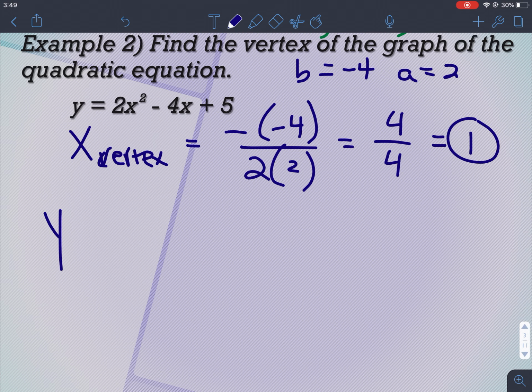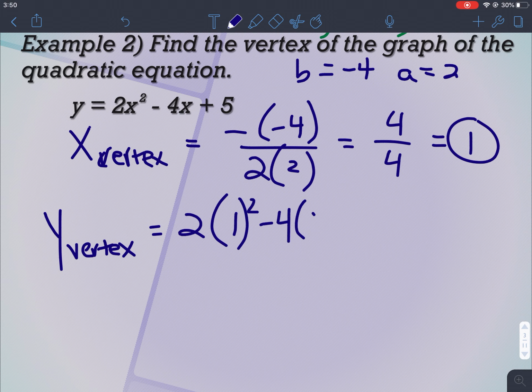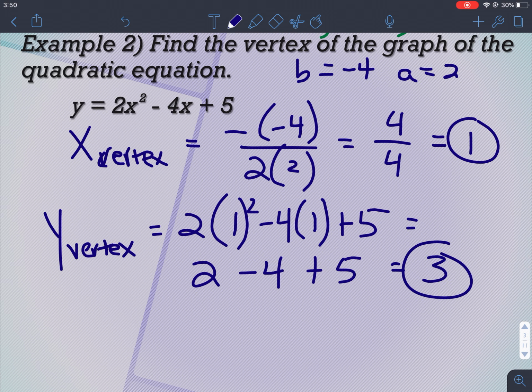Then the y-coordinate of the vertex will be given by 2 times 1 squared minus 4 times 1 plus 5. And that is equal to 2 minus 4 plus 5, which is 3. My vertex is going to be 1, 3.